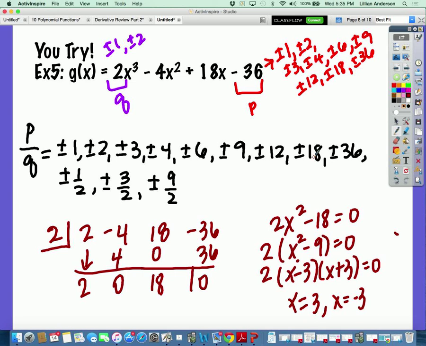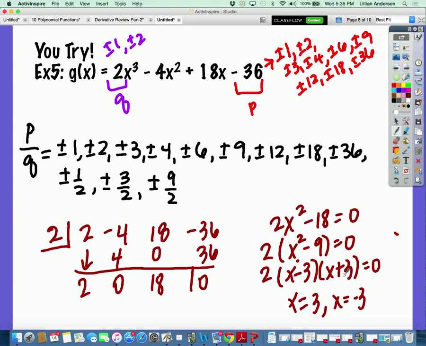And if you do synthetic division, you'll realize that 2 works. So not too long, you only have to do it 3 times. 2 would work to get you 2x squared minus 18 equals 0. You can factor out a 2, a GCF, leaving you with x squared minus 9. X squared minus 9 is a perfect square, so that can be factored to x minus 3, x plus 3.